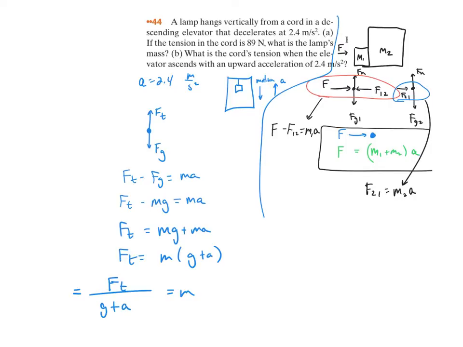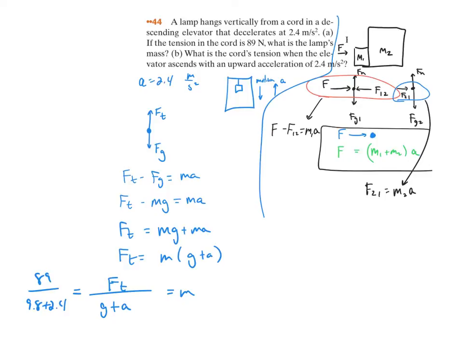Because we call up positive, which we're always going to do, please always call it positive. It'll just make life easier for all of us, so we're all on the same page. If you always do that, and you have an object accelerating upward, whether the motion is down or the motion is up, that does not matter. So it's the acceleration that matters most. This would be 89 over 9.8 plus 2.4.